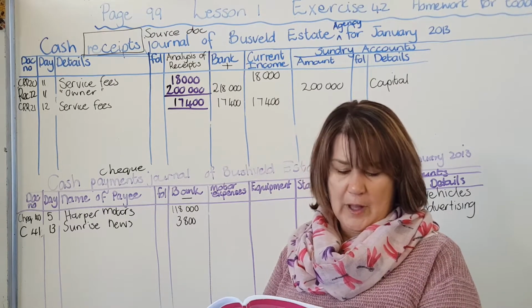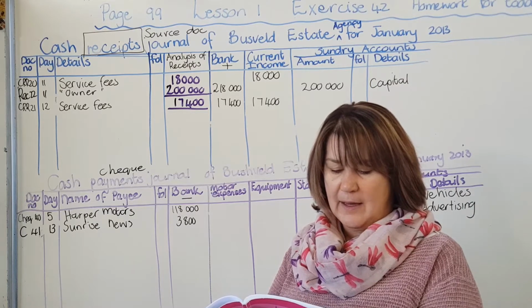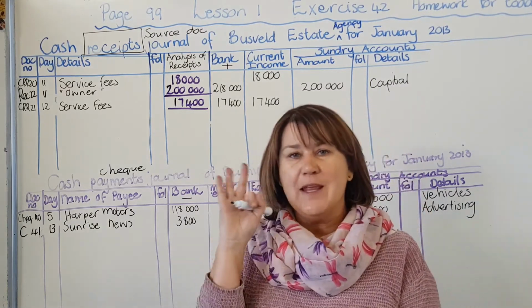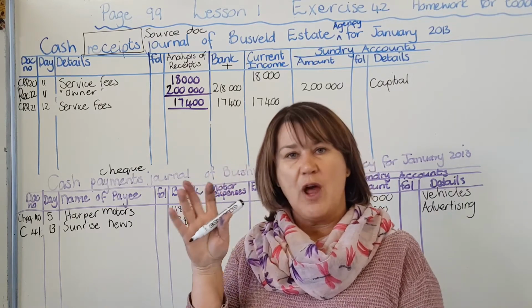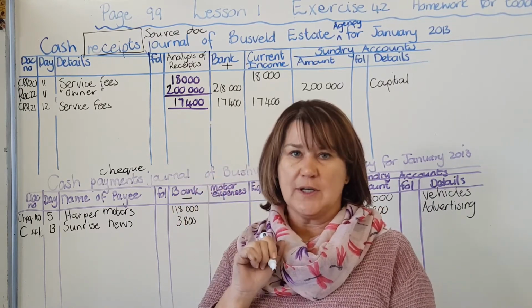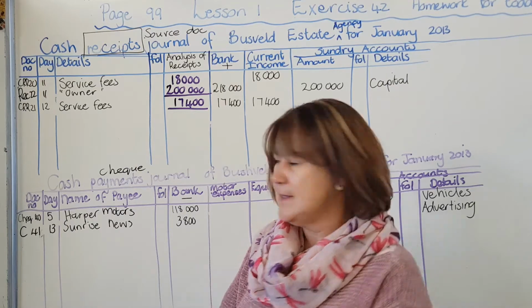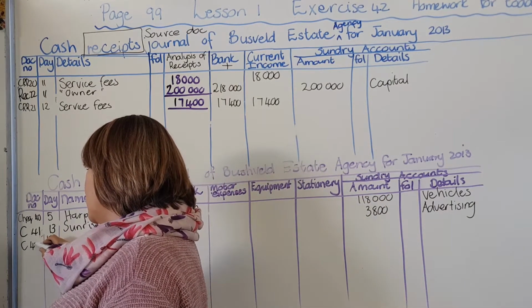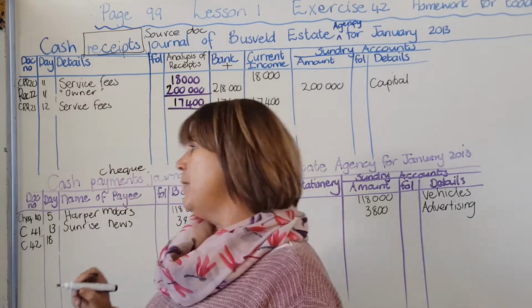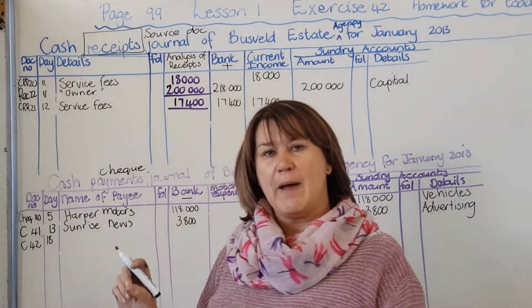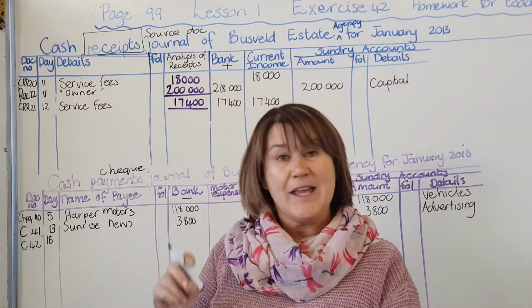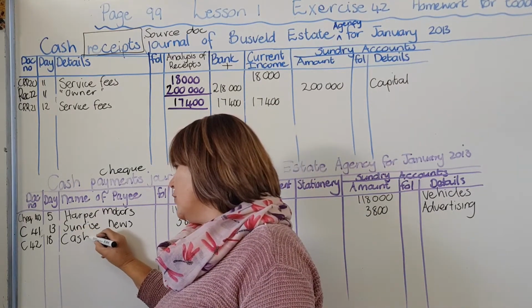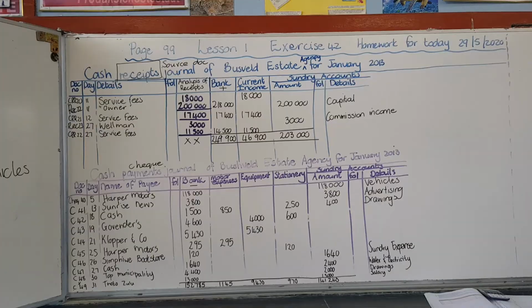Okay. Then on the 18th, cashed a check for stationery 250, fuel 850, and then for the owner 400 rand. So we've done 3 things with one check because we're trying to save bank charges. So on the 18th, it's going to be check number 42. But now they didn't give you a name of payee, but they said cashed a check. So it was a cash check. So all you're going to write there is cash.